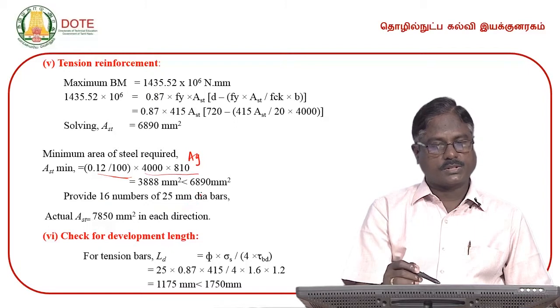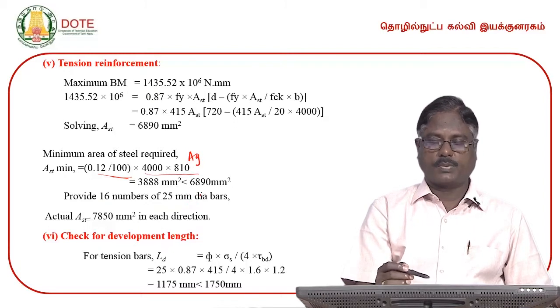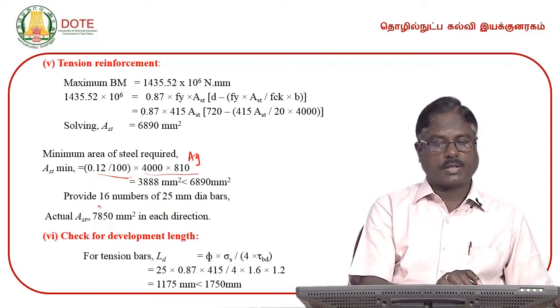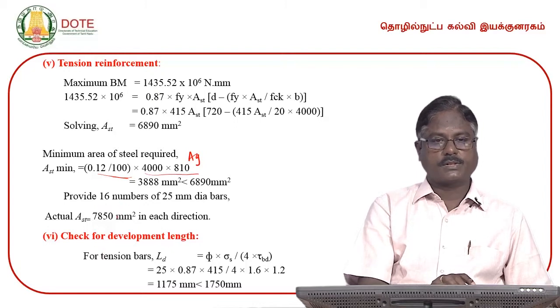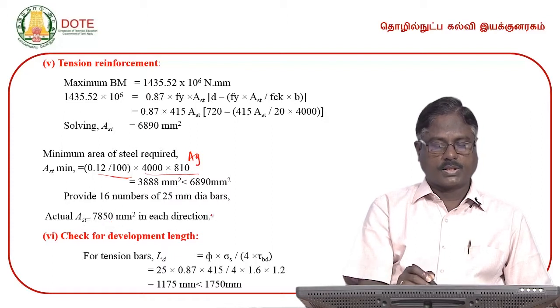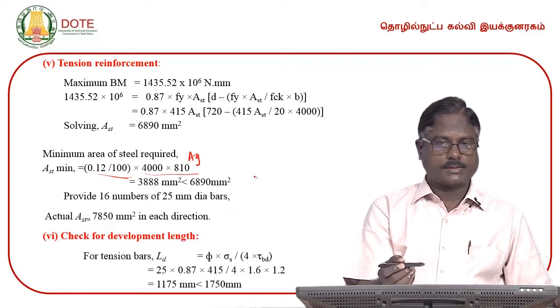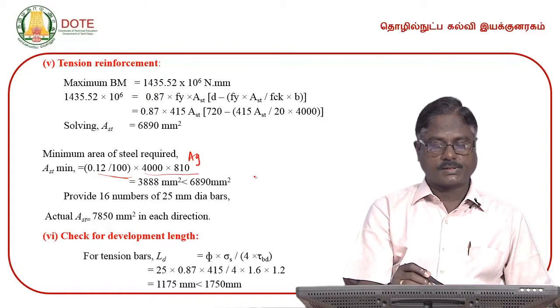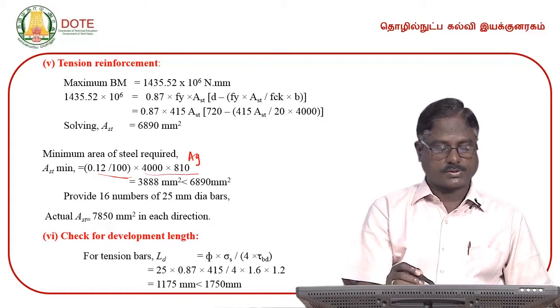Either you can calculate the spacing or you can calculate the number of bars. Here I have calculated the number of bars, and it comes around 16 numbers. So, the actual area of steel provided is 7850 millimeter square in each direction. Since it is a square footing, it is calculated in only one direction, and the same reinforcement with the same diameter and spacing will be used in the other direction also.